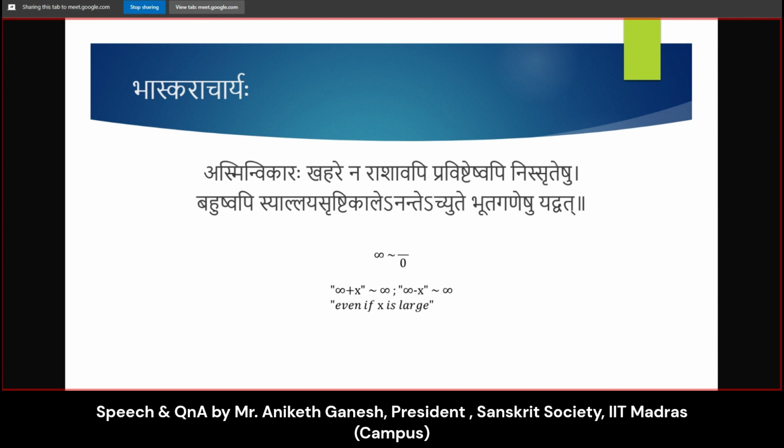What he calls infinity here is an interesting term. He calls it khahara. Kha refers to the sky. So in India there is this system called Bhuta Sankhya. Again, you see all of these mathematical works have been written in verses.